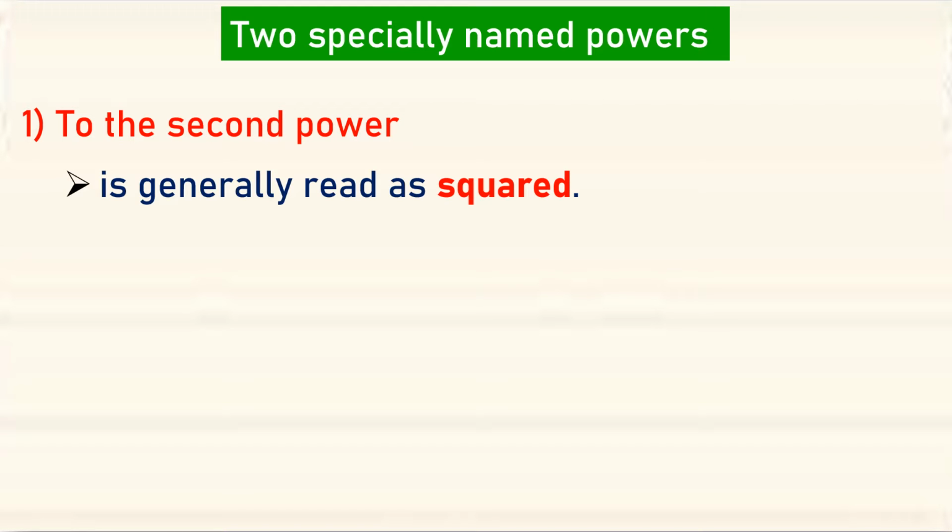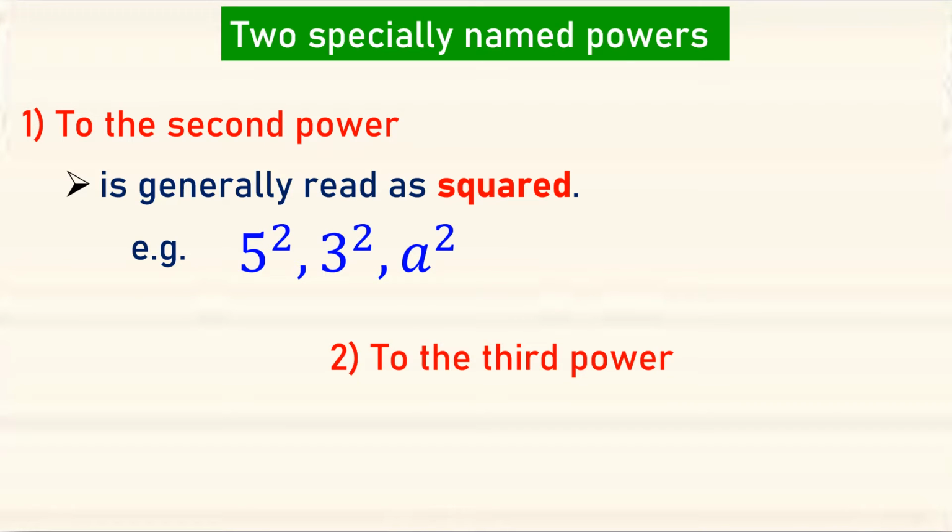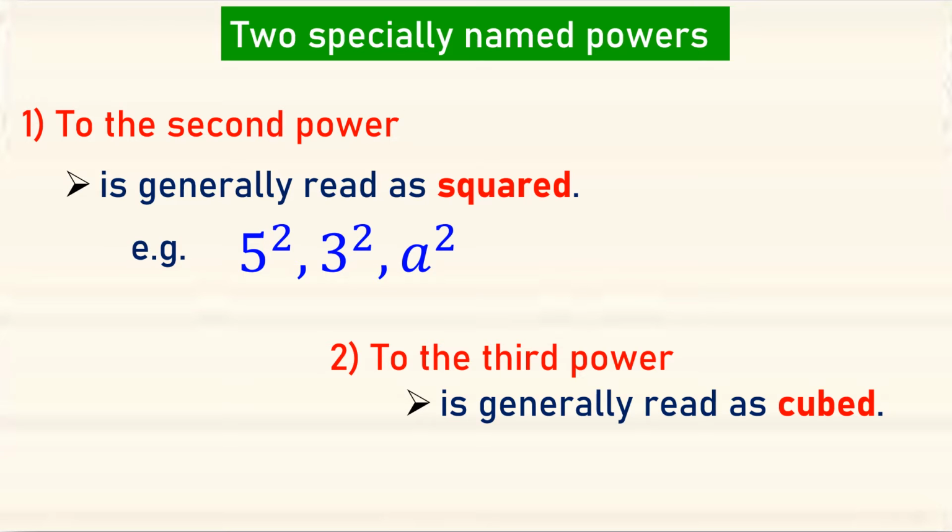There are two especially named powers. The first one is to the second power. It is generally read as squared. Example, 5 squared, 3 squared, a squared. The second one is to the third power. It is generally read as cube. Example, 5 to the third, 3 to the third, a to the third.